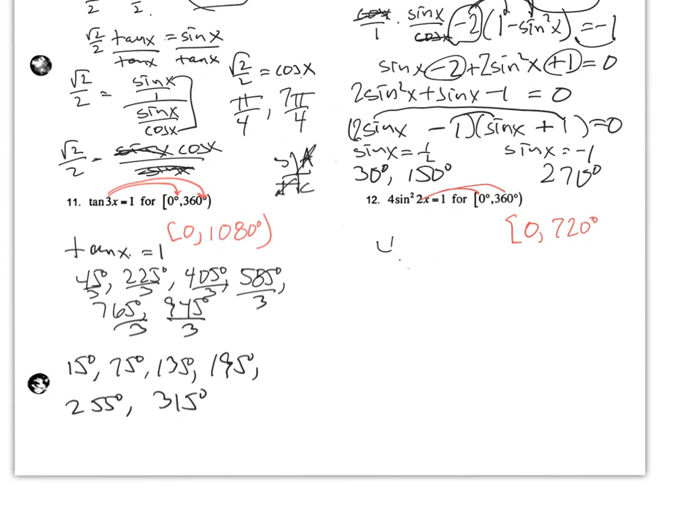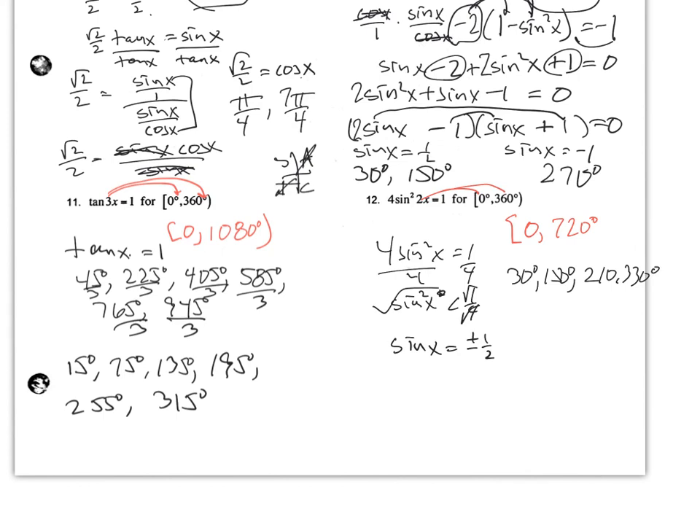So now we have 4 sine squared. The 2 is gone. Equals 1. So divide by 4. Sine squared is equal to 1/4. Oops, sine squared x. And take the square root. So we get that the sine of x is equal to positive and negative 1/2. Well, that's all 4 quadrants, but we only have to go twice around. So this is 30, 150, 210, and 330.